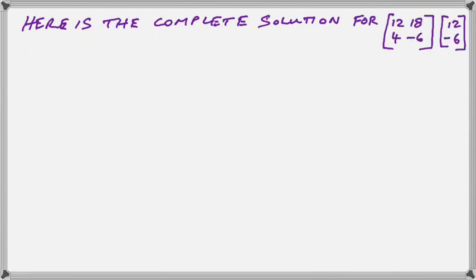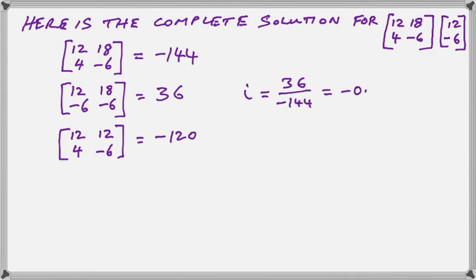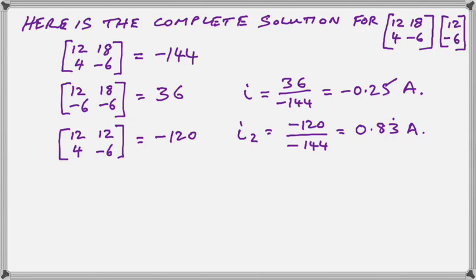So now we come to the final slide, and we're going to see the final solution. There is our first determinant. Now here we have replaced the first column with the constant vector and done another determinant. We've replaced the second column with the constant vector and worked out the third determinant. And now we calculate our I1 and our I2 by simply dividing by the determinant that we got from the coefficient matrix, as shown.